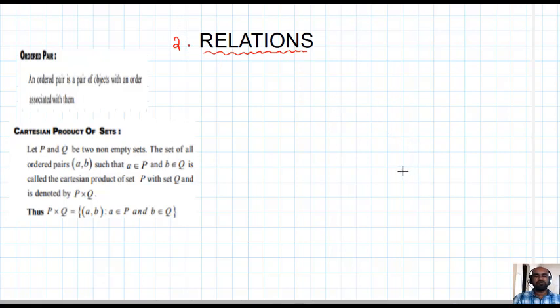Before we start relations, first of all you want to complete the concept of ordered pair and Cartesian product of two sets, and the representation of Cartesian product of two sets. That's why first of all I want to define ordered pair.